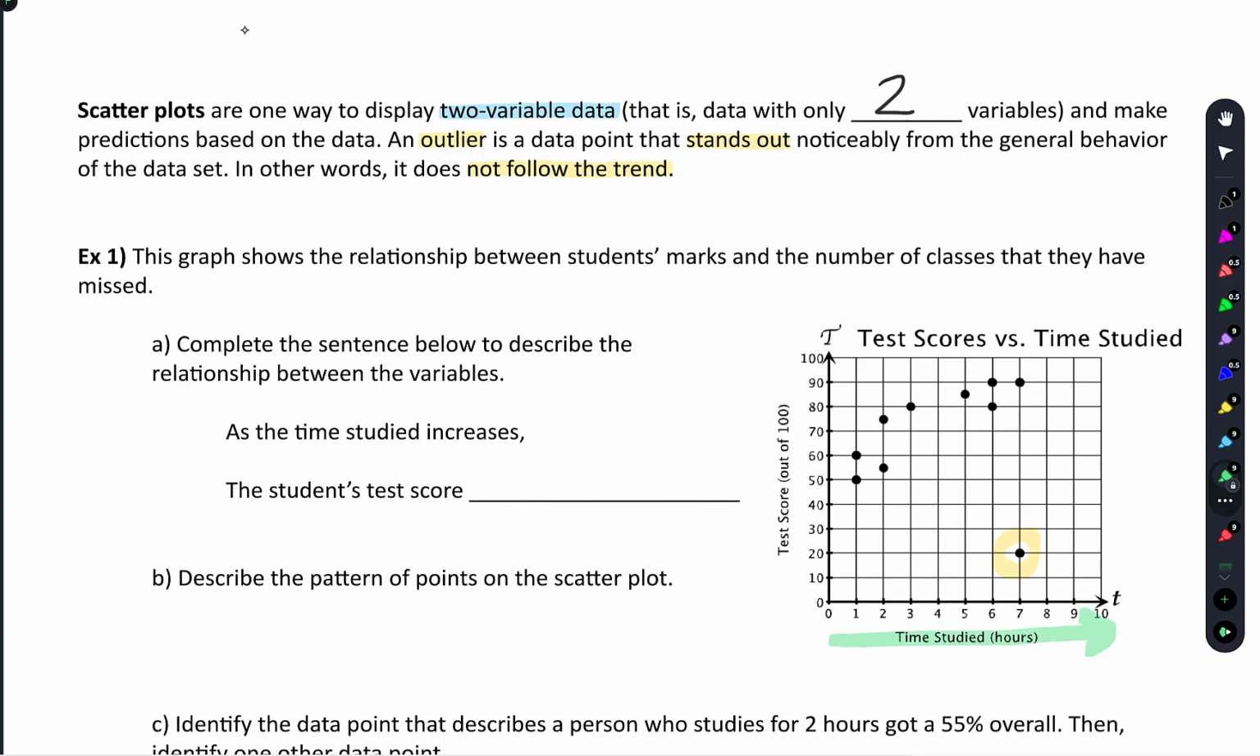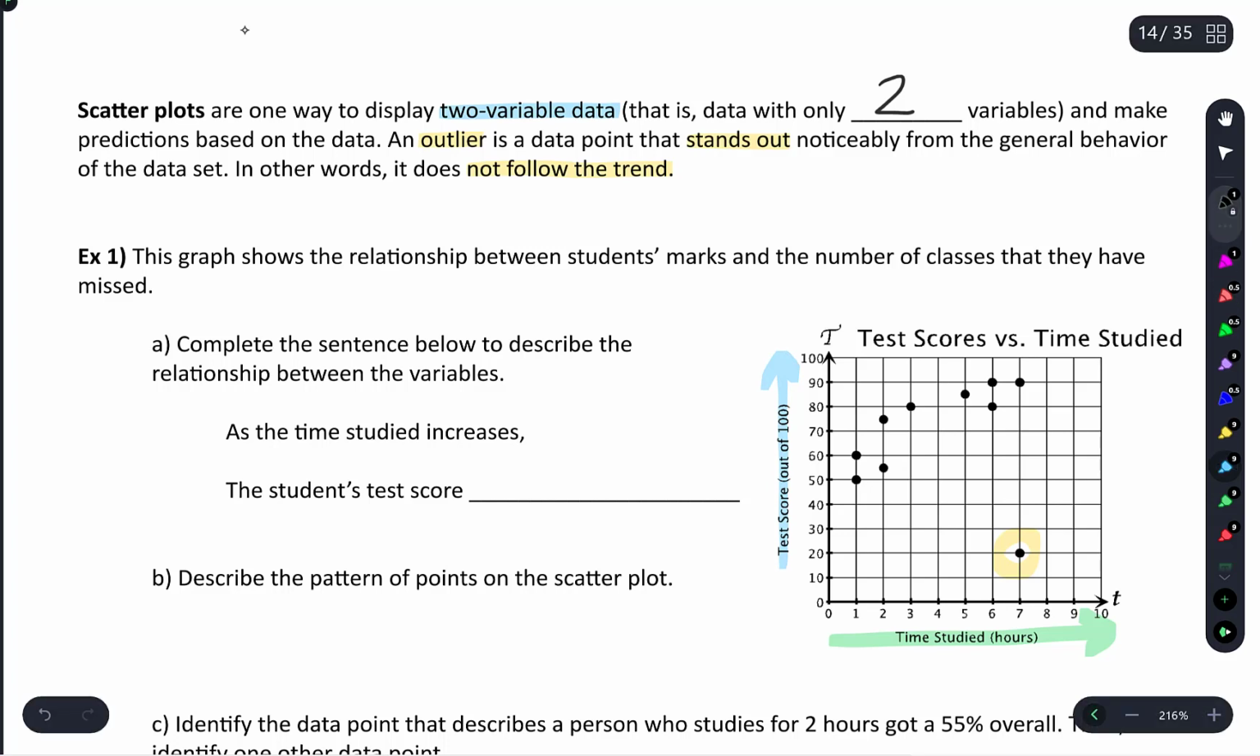So as we move towards the right on my graph, how do the test scores, that's what's on my vertical axis, the up and down axis, how do the test scores change? Well, that looks like they're going upwards, doesn't it? It looks like they're kind of going in this direction. So I would say that as the time studied increases, the test scores also increase. So let's put the word increase here.